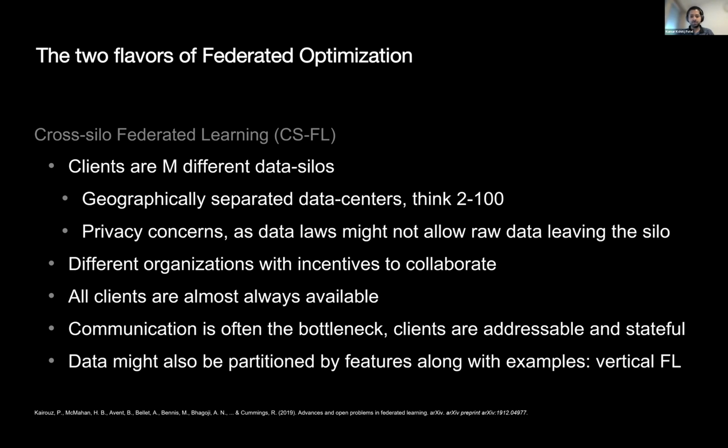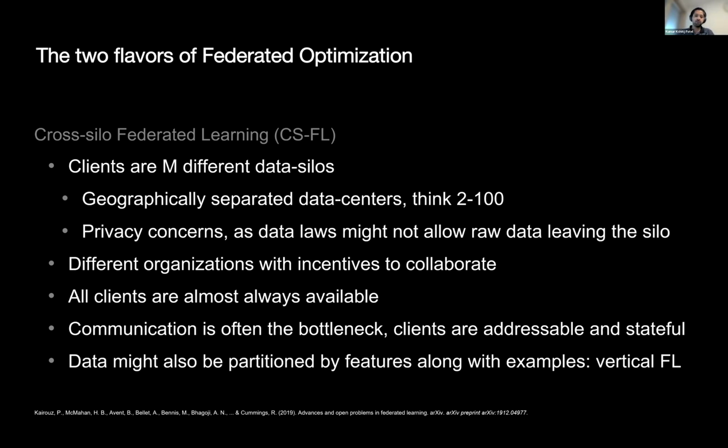Data can sometimes also be partitioned by features in cross-silo federated learning, which means that maybe one of the servers or one of the data silos has access only to a particular feature of a user. Another server has another. In the hospital example, you can think of it as, okay, there's maybe a medical lab which has access to blood sample data or the swab data of the patient, but there's a hospital which has access to historical health data for that particular patient.